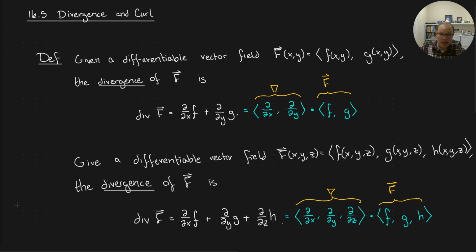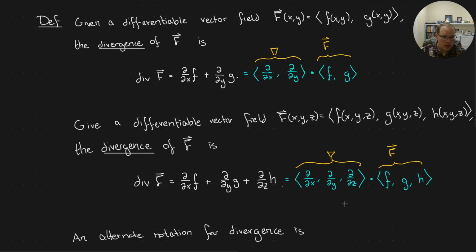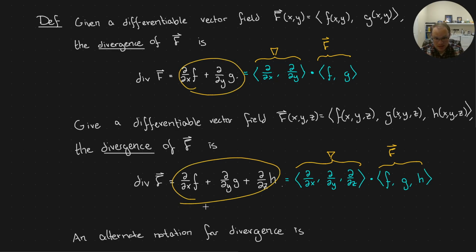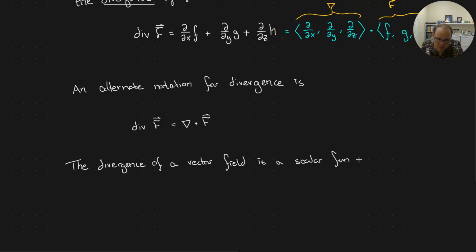Note, though, that in any case, whether we're in 2 dimensions or 3 dimensions, and no matter what notation we use, the output of the divergence is a scalar. We get a scalar function when we take the divergence of a vector field. The divergence of a vector field is a scalar function.